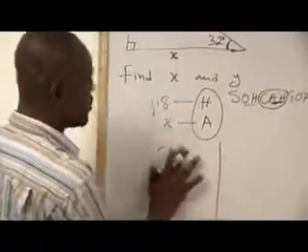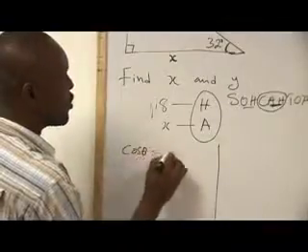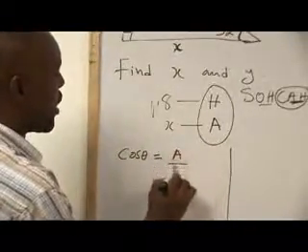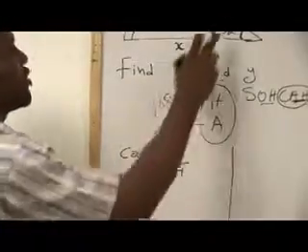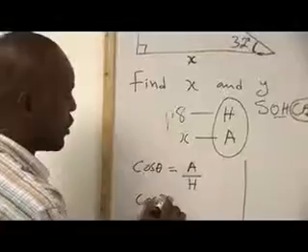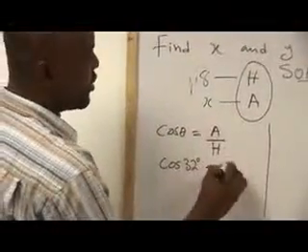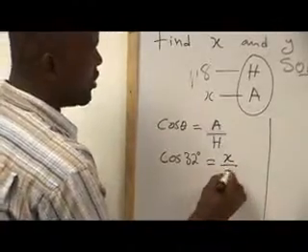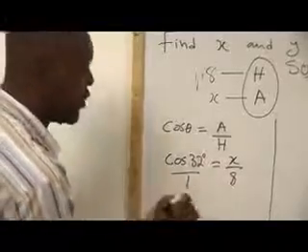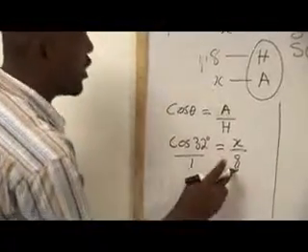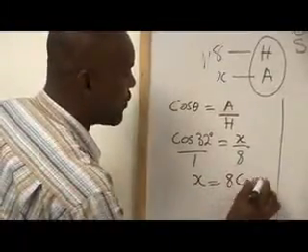Let's roll this a little bit. That cos theta is equal to what? Adjacent over hypotenuse. In this case, what is our theta? Our theta is 32 degrees. And adjacent in this case is what? X. And our hypotenuse is 8. So X times 1 cross multiplying gives us x. And 8 times cos 32 is 8 times cos of 32.